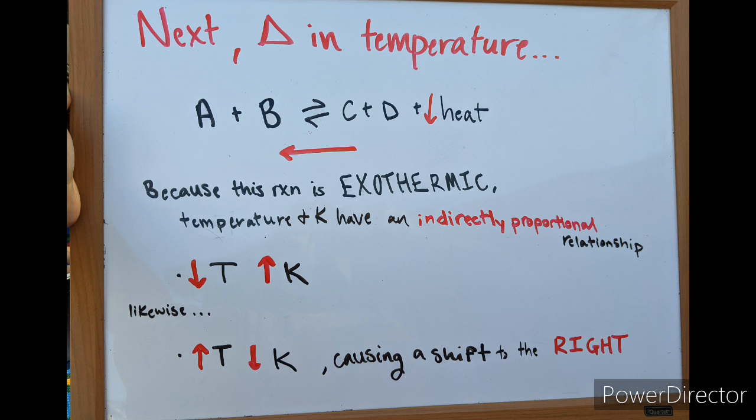And in an exothermic reaction, heat is released. There is an inversely proportional relationship between temperature and the value of K. Decreasing the temperature increases the value of K, shifting the reaction to the right, and likewise, seen in the example, increasing the temperature decreases the value of K and shifts it to the left.